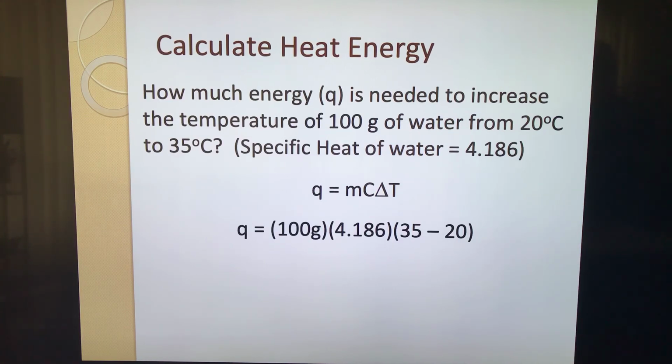Energy equals the mass, so 100 grams, times the specific heat of the water, 4.186, times the change in temperature. We're going to go from a beginning temperature of 20 degrees Celsius to a final temperature of 35. So it's temperature final minus temperature initial. And if you do that calculation, it will be 6,279 joules. And we're going to be working with joules for right now. So that's how we do that calculation.